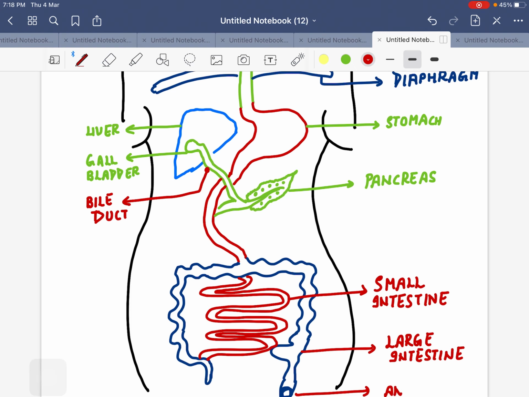Okay, this area is the anus, from which the undigested part is thrown out, and just above the anus there is the rectum. R-E-C-T-U-M, rectum.